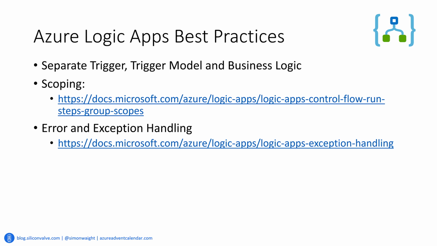Using a scope to manage the code inside of for each, and also utilizing the run after property of an action, gives you control over what should happen in the event of an error. I recommend having a read of the official documentation for detailed guidance and advice.